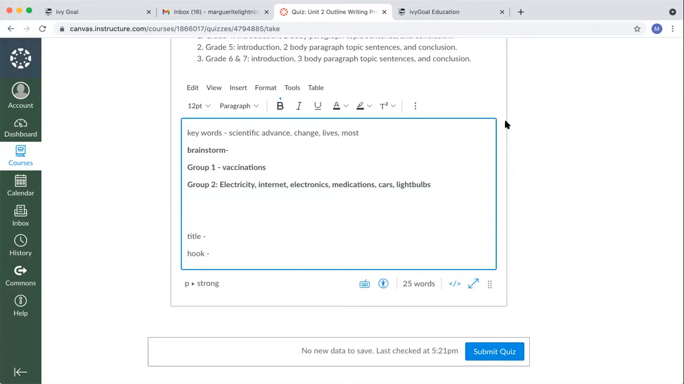So I'd like you guys to take a vote because we're all going to be working together right now to write an outline. So in the chat box, I'd like you to choose either vaccinations or one of these and put it in the chat box for me, please. You can do a private chat just to me if you don't want everybody to see what you choose. And go ahead and send that in right now.